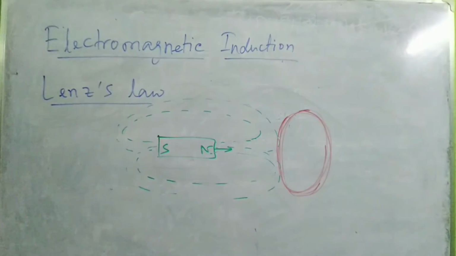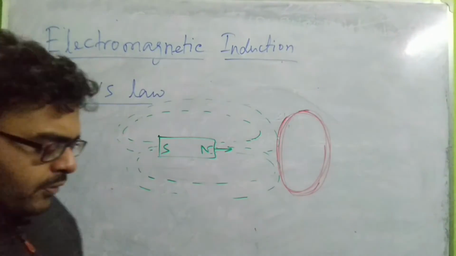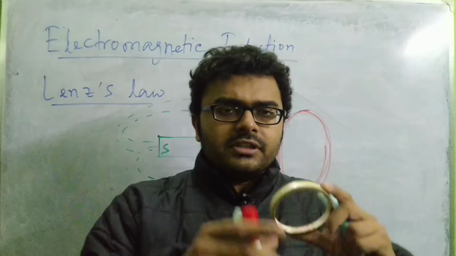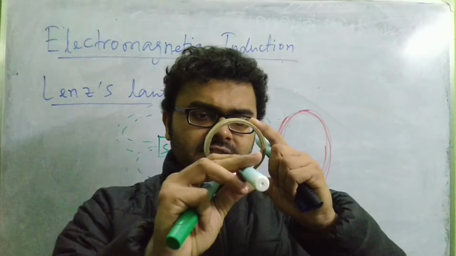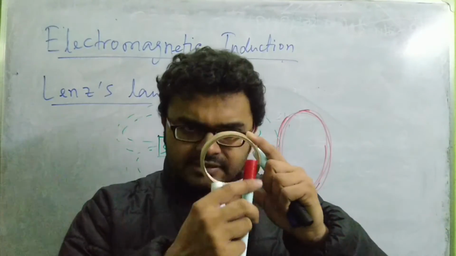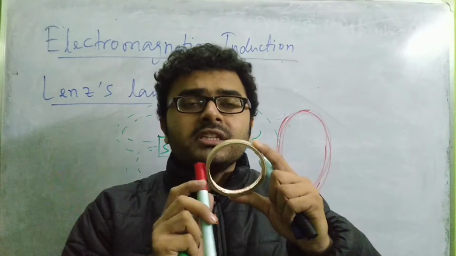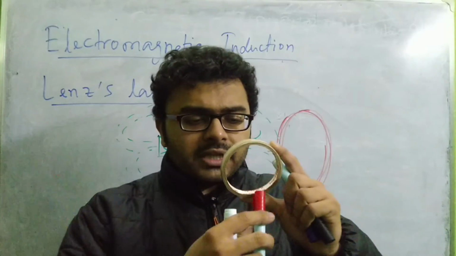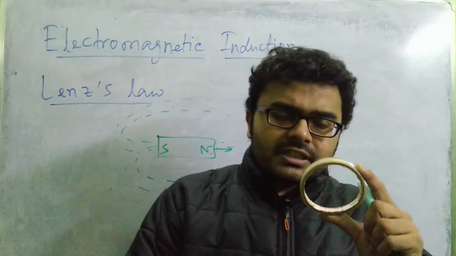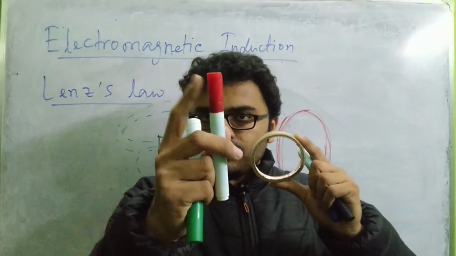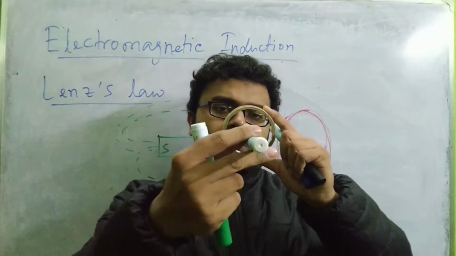Now see, my question is that when the north pole of the magnet is moving towards this loop, a current is induced, that is okay, but in which direction will the current be induced? It will be flowing either in the clockwise or in the anti-clockwise direction. So which direction? Say this is the north pole of the magnet and you are moving it towards the conductor.